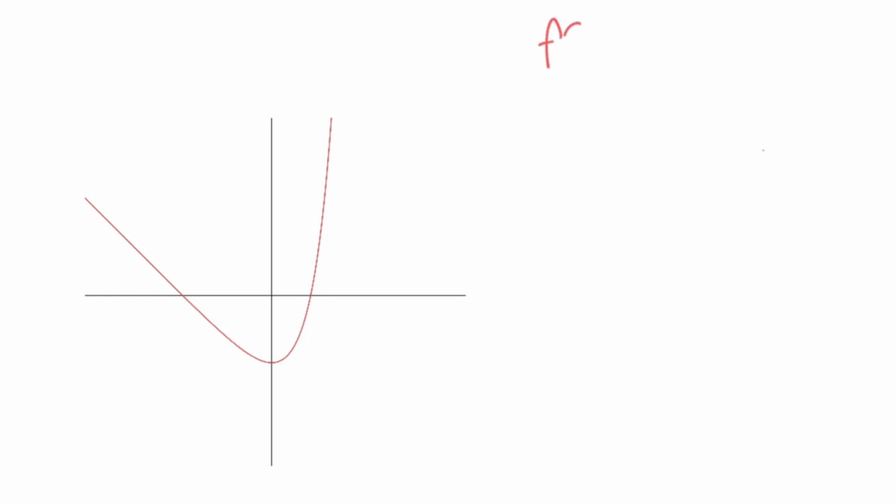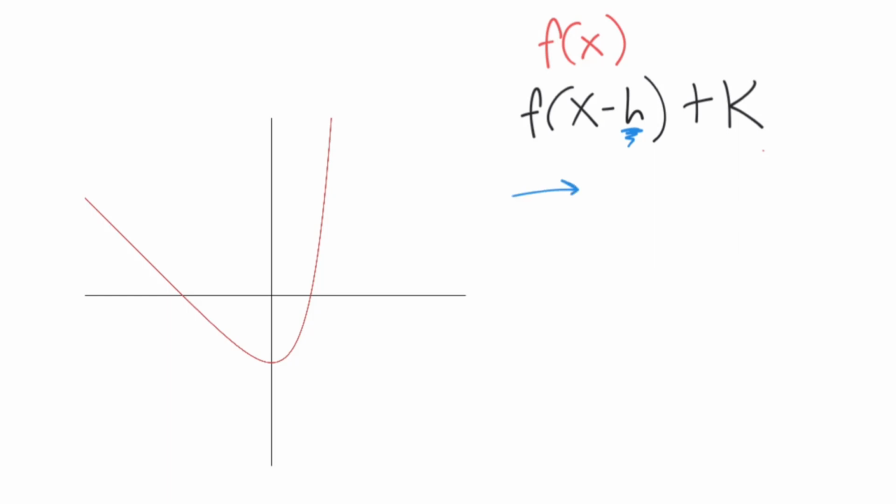So let's say this is f of x. And what we want to do is we want to find f of x minus h plus k. Well, let's look at each part one at a time. So first off, the h. What does h do? It moves things to the right.